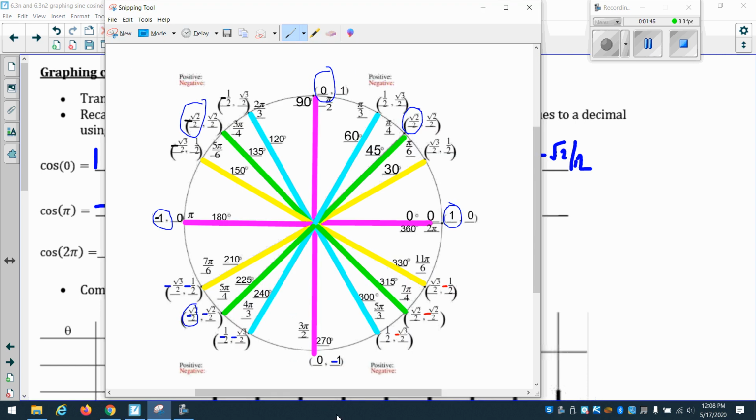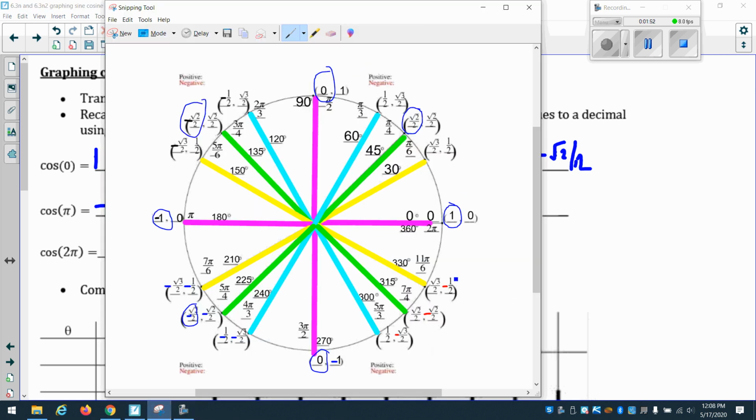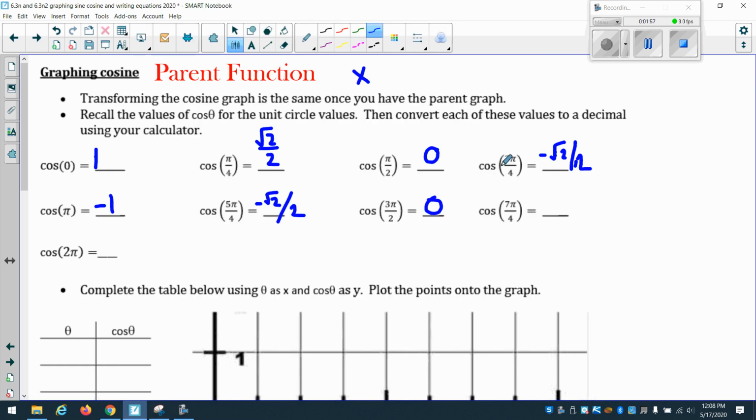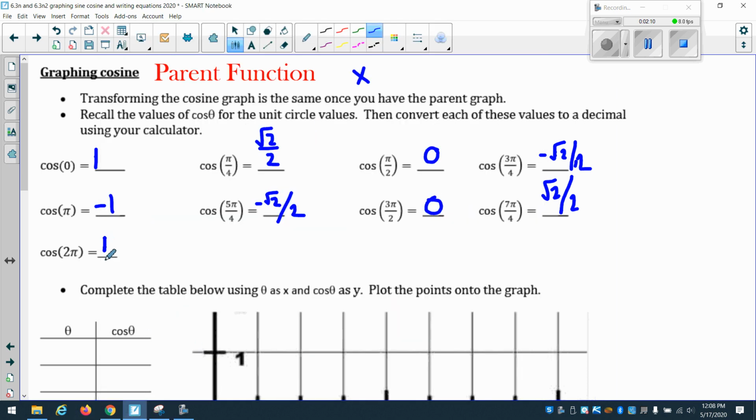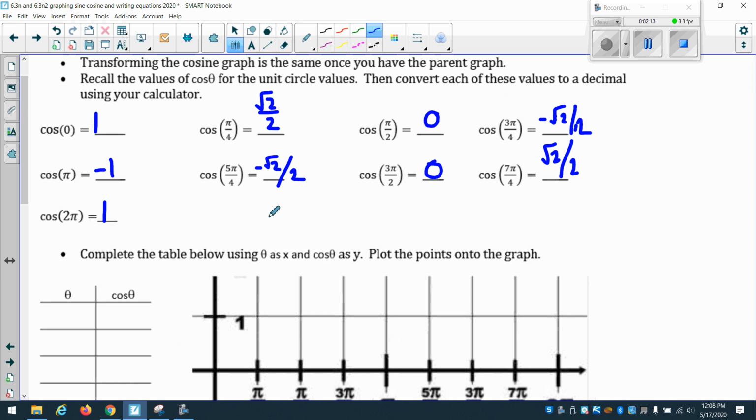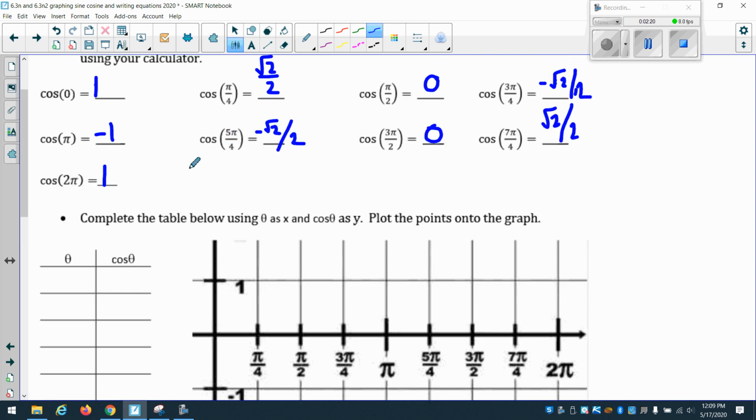Cosine of 3 pi over 2 is 0. Cosine of 7 pi over 4 is root 2 over 2. And finishing up at cosine of 2 pi, we're back at 1. So those are our values, the same ones that we started with for sine. So we're going to complete the table below by simplifying root 2 over 2.